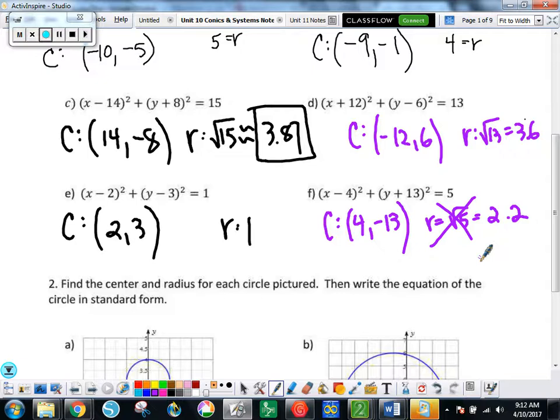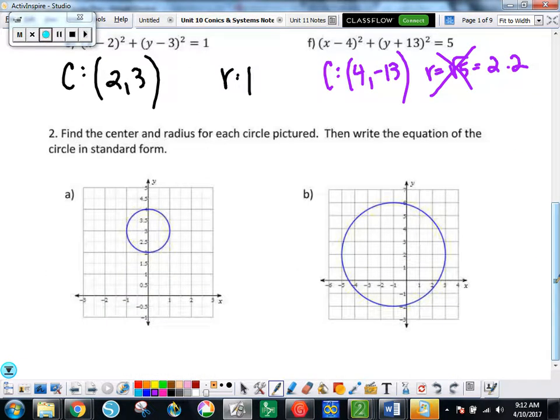Great. So now what we're going to do is take the picture and see if we can write the equation. So the very first thing we want to locate is the center. So on this graph, the center is at what? 0, 3. And what's the radius? The radius is 1.